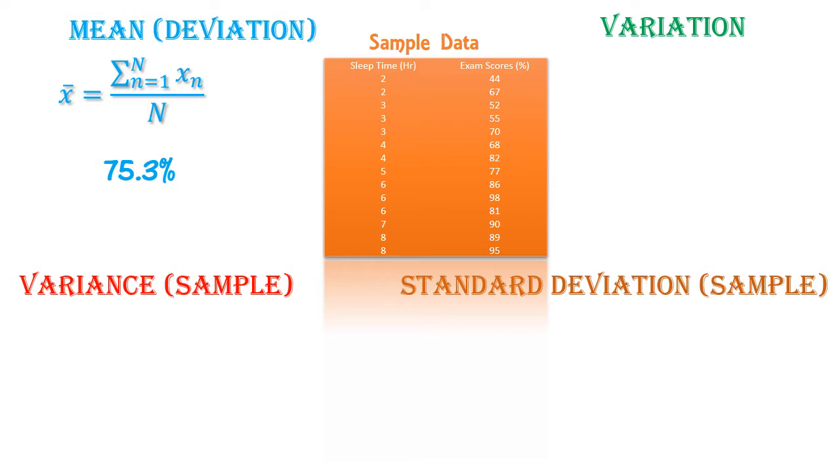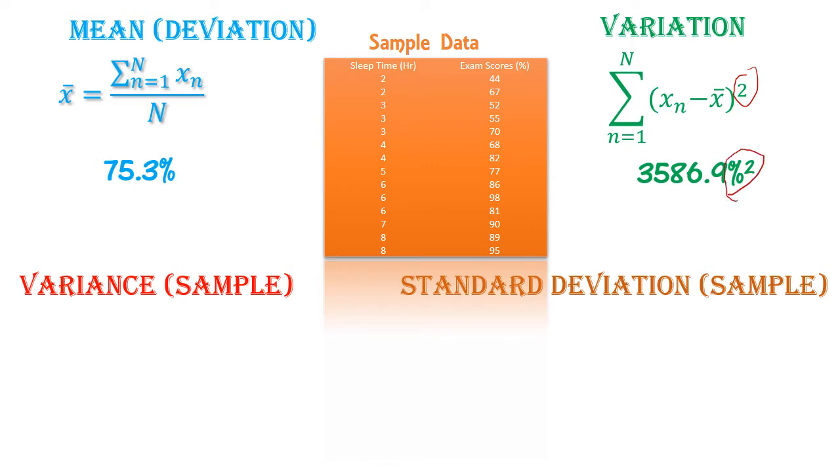So now, once we have our average, we're going to look at our variation, which, remember, is all we're doing here is summing up all of the squared deviations. If we add up all of the variation, we're going to get 3,586.9% squared. I want to emphasize again that these units are percent squared, which is a relatively meaningless unit by itself. However, variation does on its own have a very important purpose, which we're going to get into in this lecture.